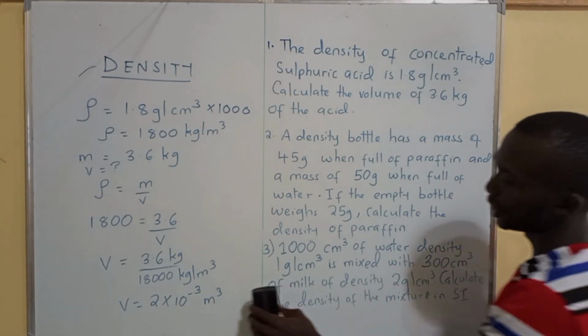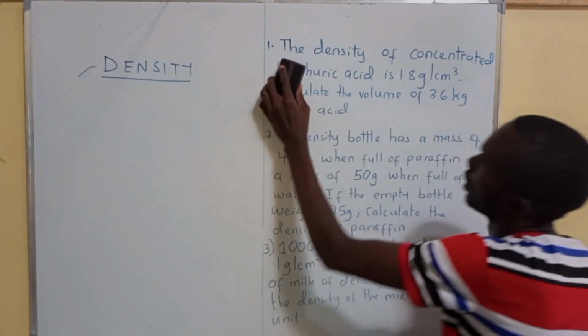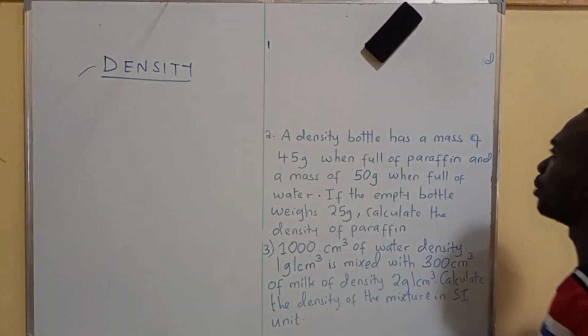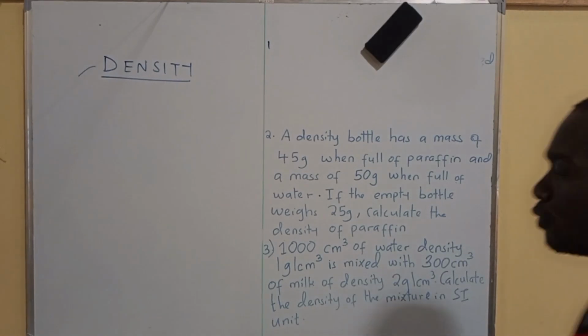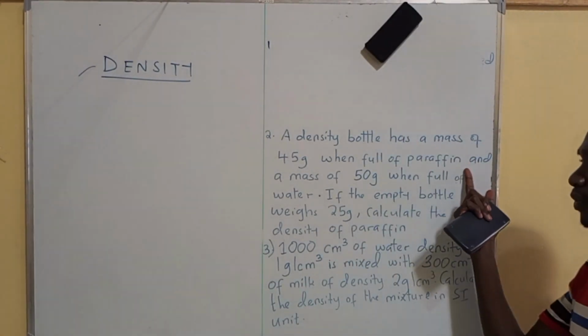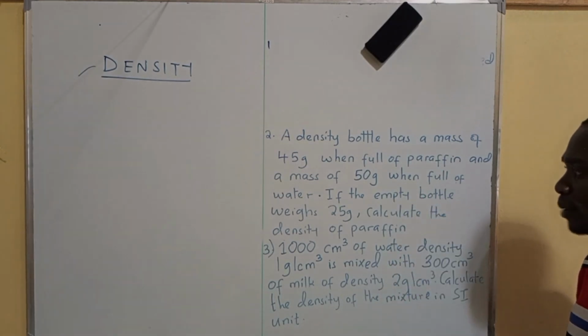Question 2 reads: a density bottle has a mass of 45 grams when full of paraffin and a mass of 50 grams when full of water. If the empty bottle weighs 25 grams, calculate the density of paraffin.